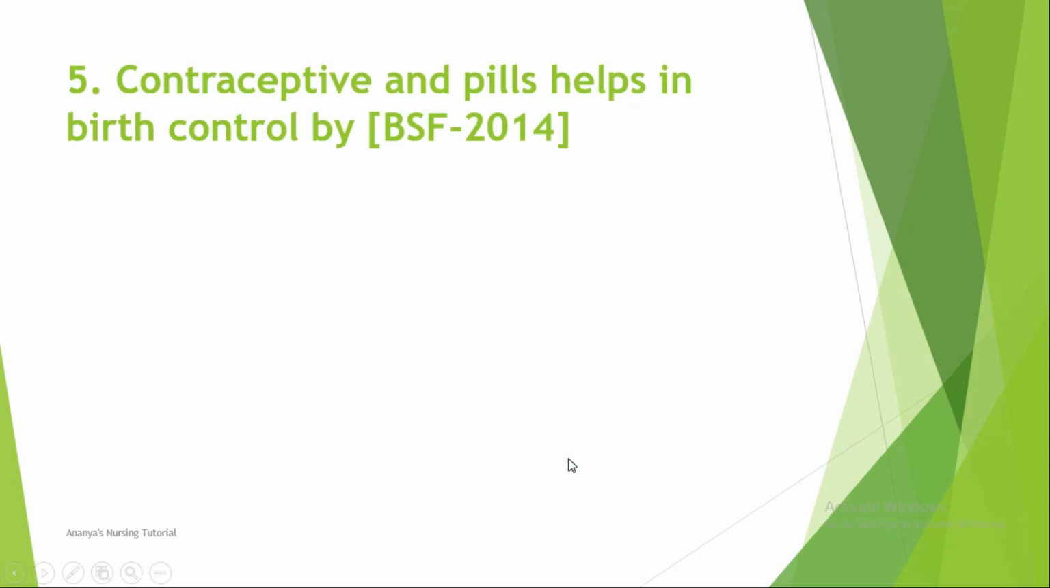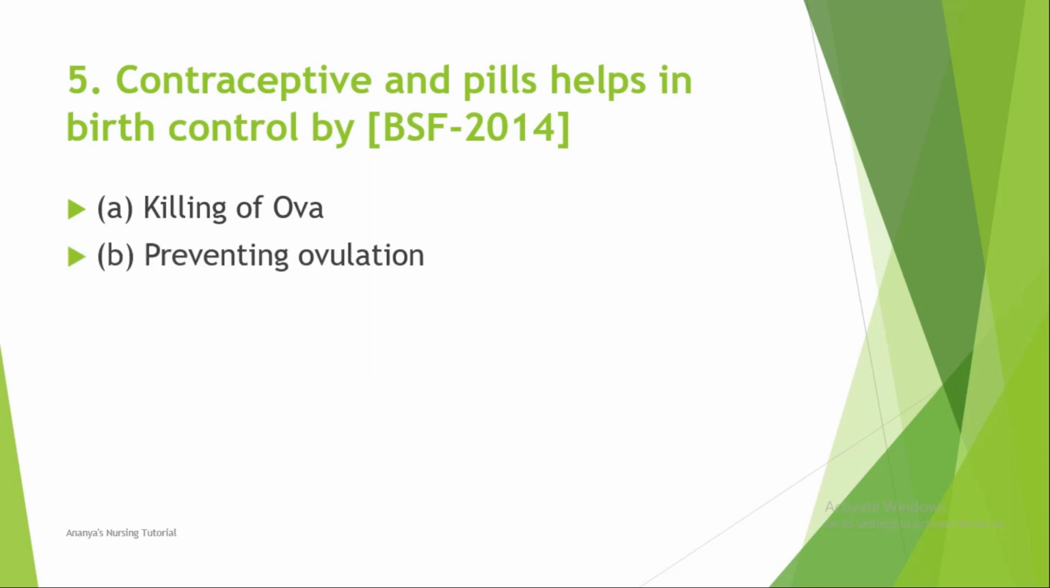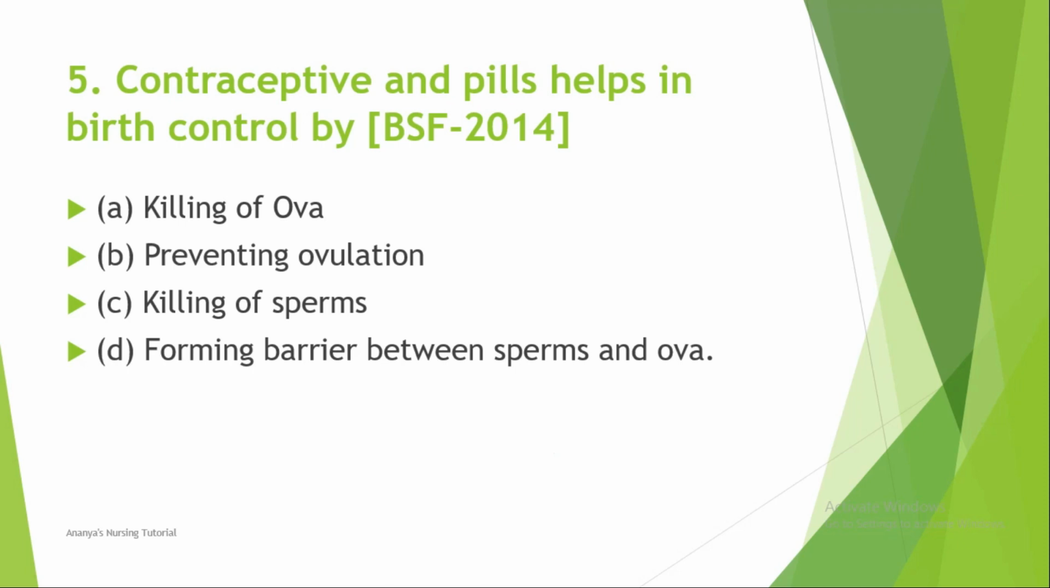Next, contraceptive pills help in birth control by killing ova, preventing ovulation, killing of sperms, forming barrier between sperms and ova. Correct answer is preventing ovulation. So contraceptive pills help in birth control by preventing ovulation. They prevent the ovulation and thus help in birth control.